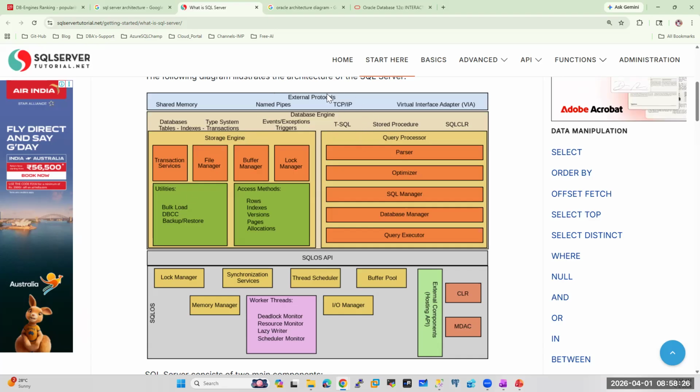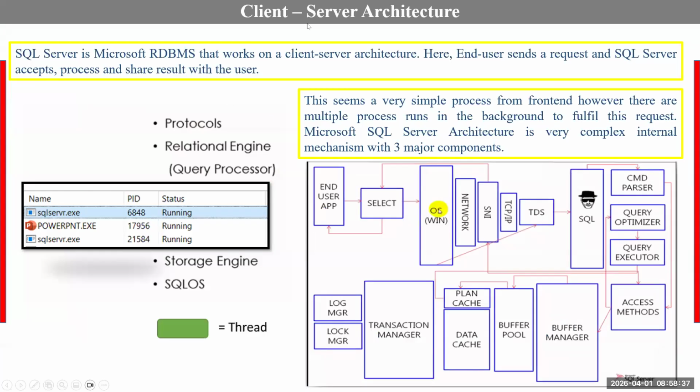As of now, our concentration will be only these two layers: one is a protocol layer, one is an engine layer. As I told you clearly, SQL Server follows client-server architecture. There will be a client, there is a server. SQL Server is a Microsoft RDBMS that works on the client-server architecture. Here the end user will send a request to the SQL Server. SQL Server will accept, process, and share the result to the user. That is what is happening.